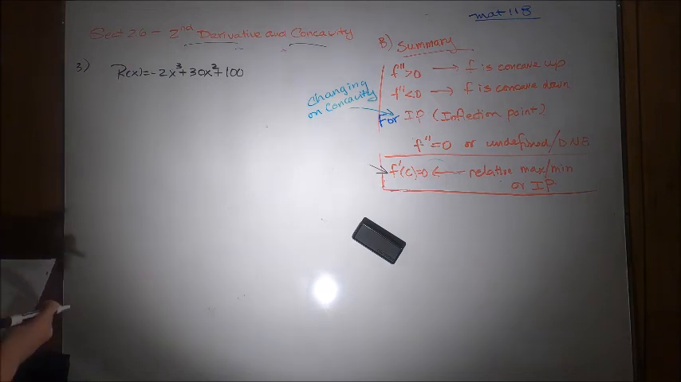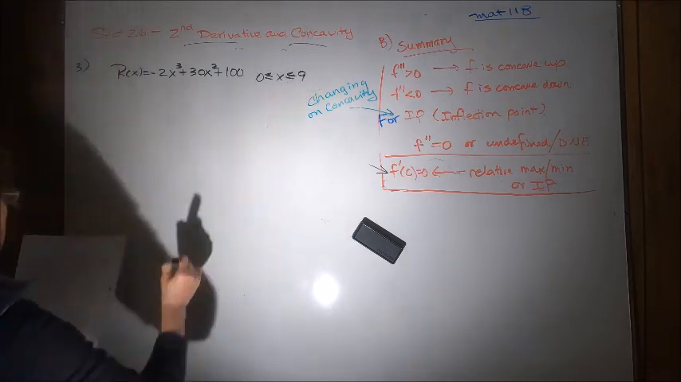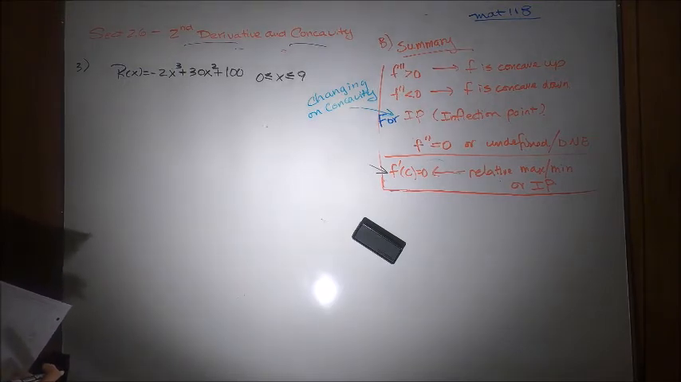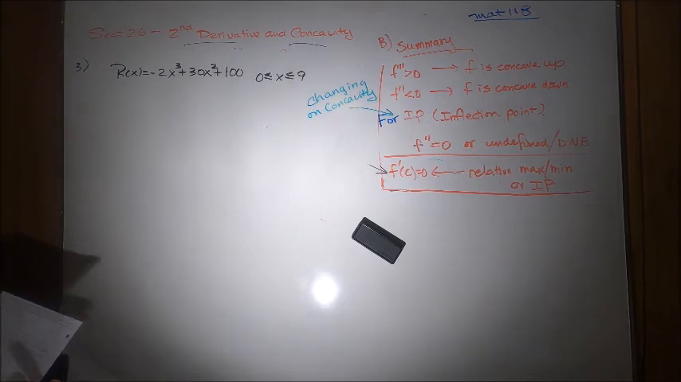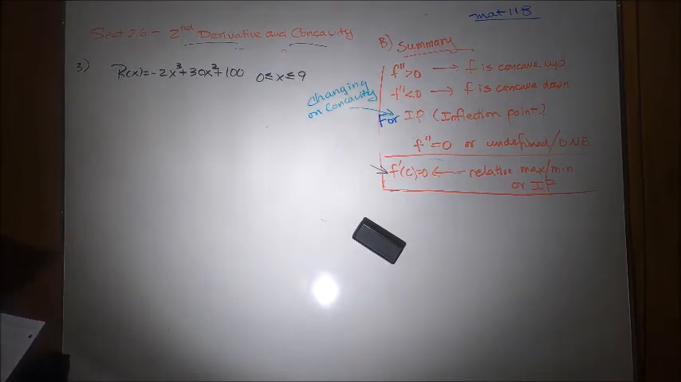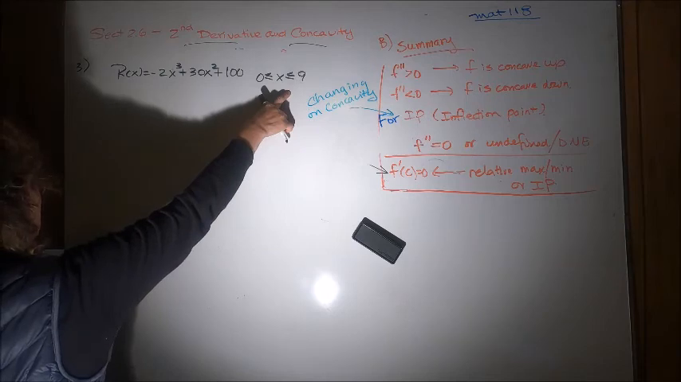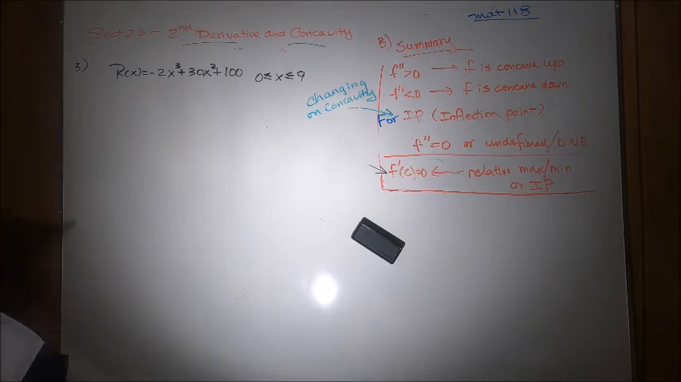$100,000 for this one. Your x is between 0 and 9. Okay, what does that mean? What is the x? Look at the question: x is the $100,000 invested in advertising. So they invest between 0 and $900,000. Then it's modeled this way.